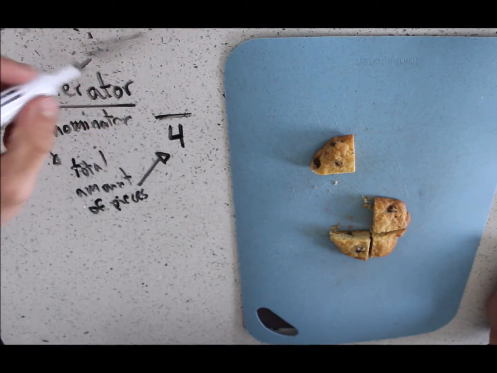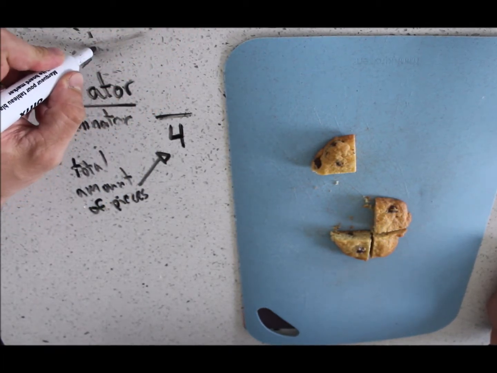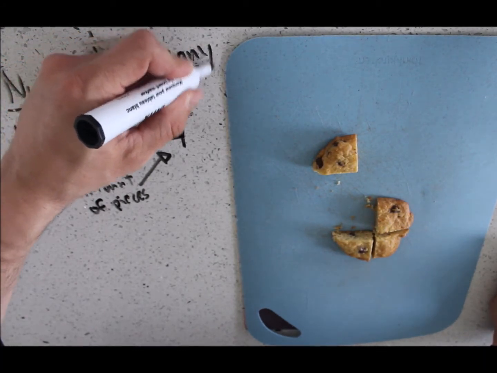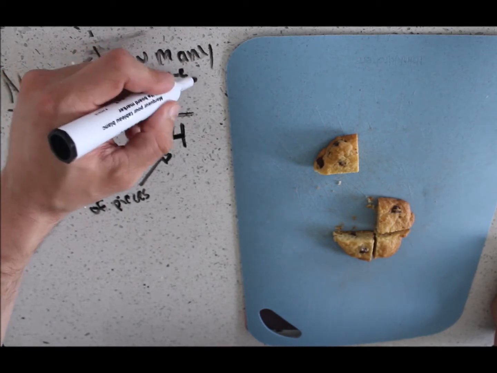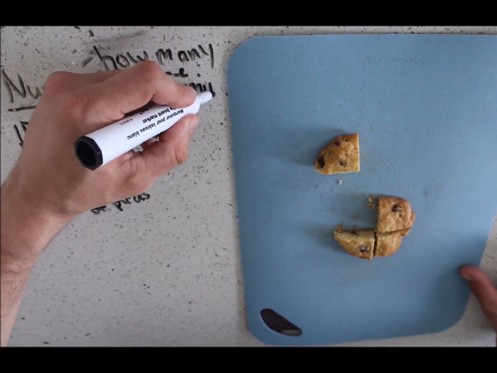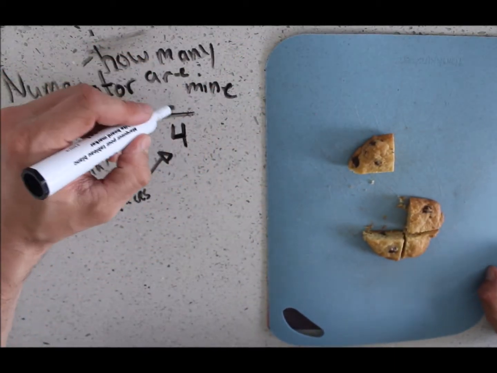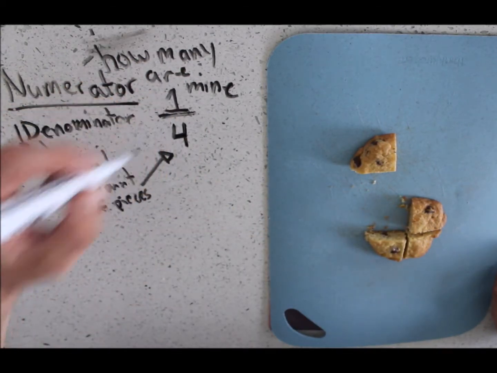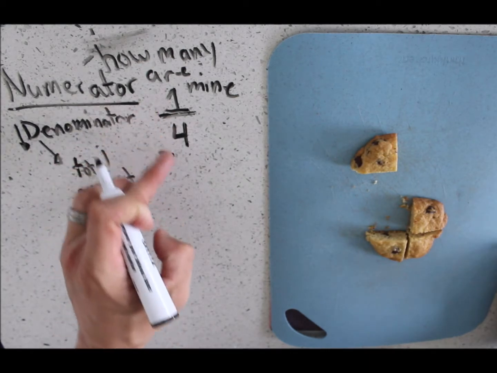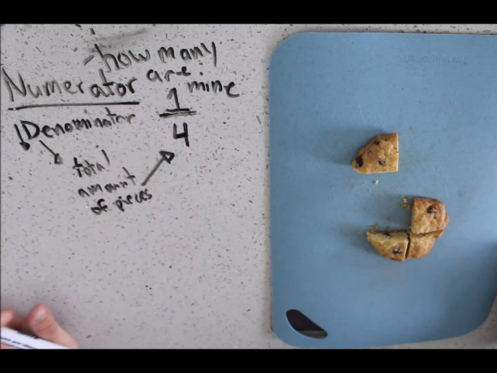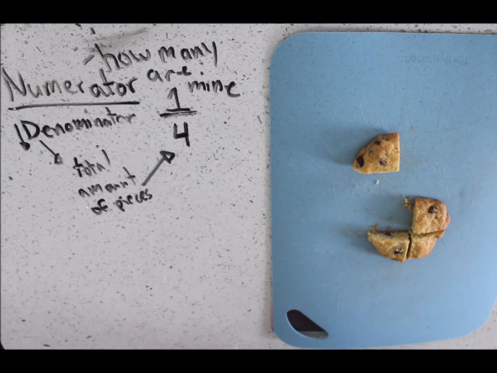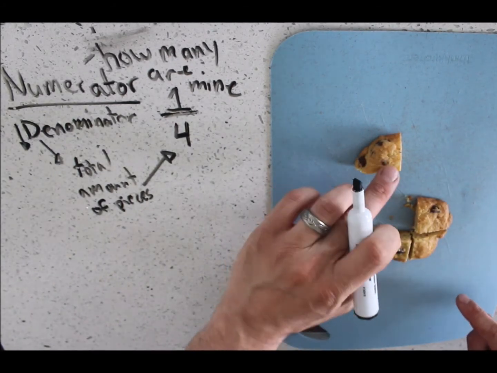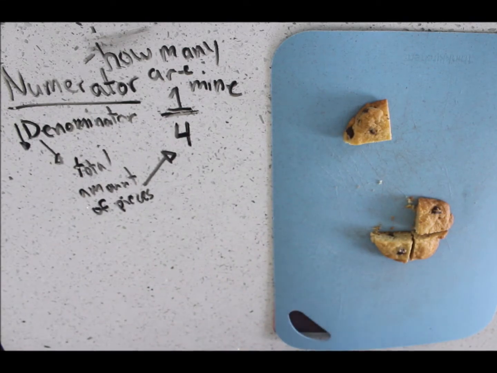Oops, you can't see that. How many are mine? Move this over. Alright, and that is one piece, so I get 1. That means my fraction is 1 over 4, or 1/4. It's also a quarter. 4 in French. 1, 2, 3, 4. 4 morceaux, 4 pieces, and I get 1, so I get 1/4.